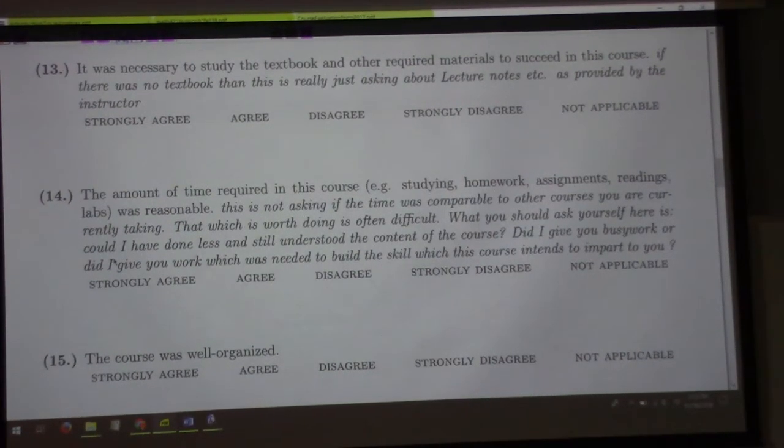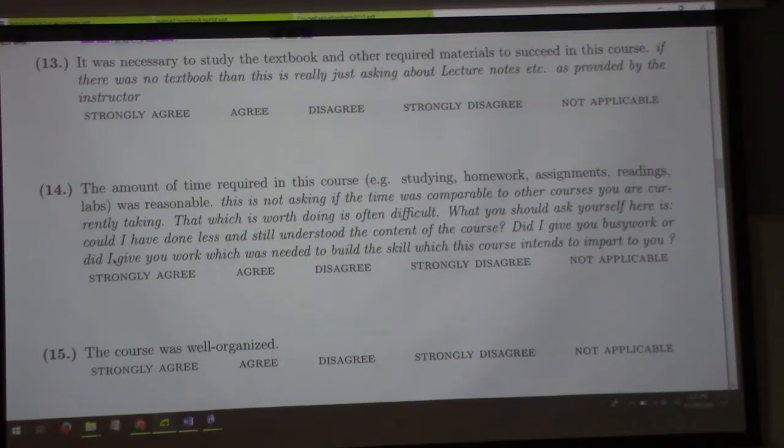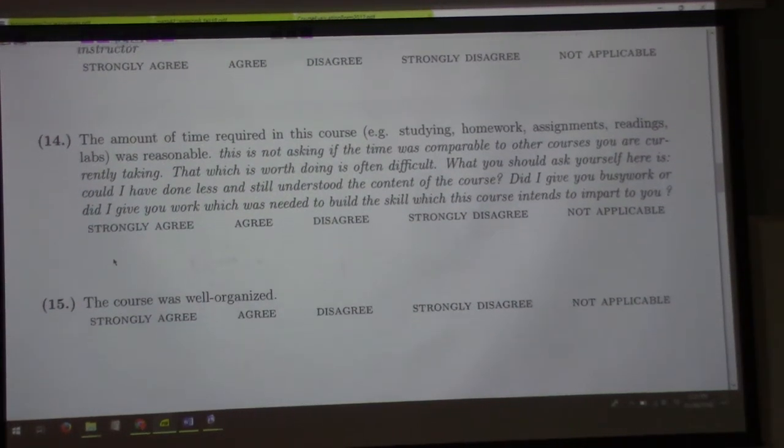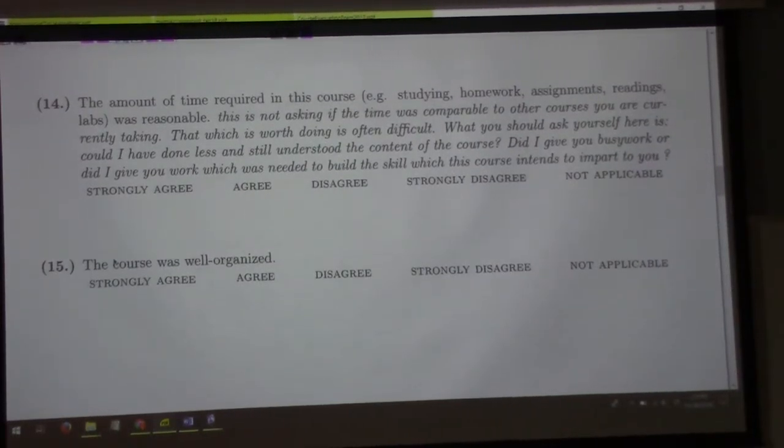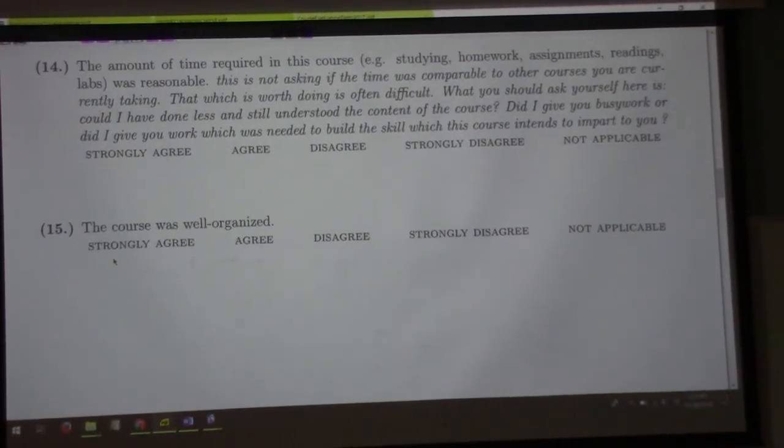So, yes. Not applicable. Hey! You could at least just disagree. Just disagree. Don't be not applicable. Disagree is the new not applicable.